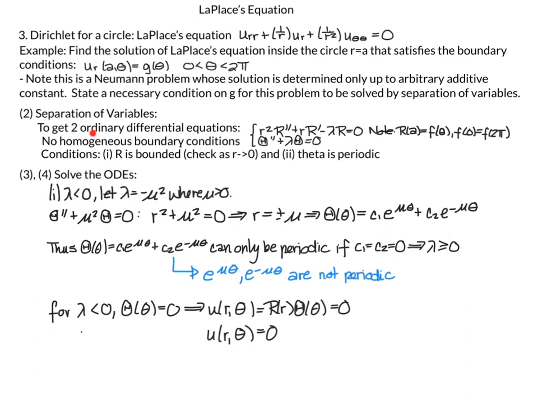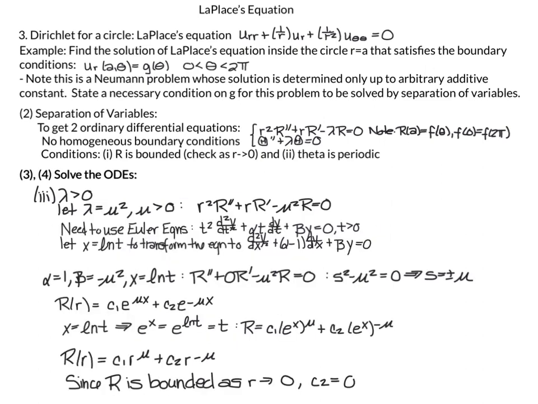And this is all similar. Separation of variables, we get our two ODEs. We look at lambda less than 0, and we find that C1, C2 is 0, and for that reason, our u of r theta is equal to 0 for lambda less than 0. We go to lambda greater than 0, we get our equation for r, we find that we need to use Euler equations, and we got r is equal to C1 r to the mu plus C2 r to the minus mu. Since r is bounded, we want C2 to be equal to 0.